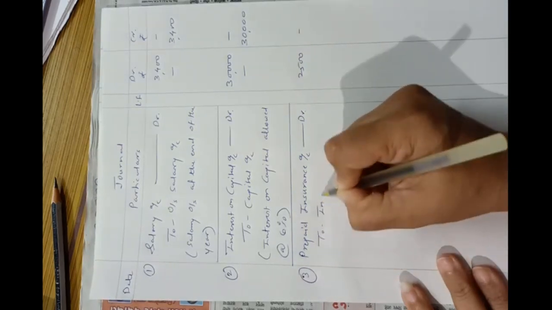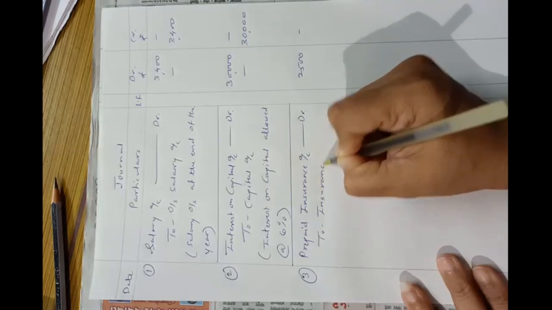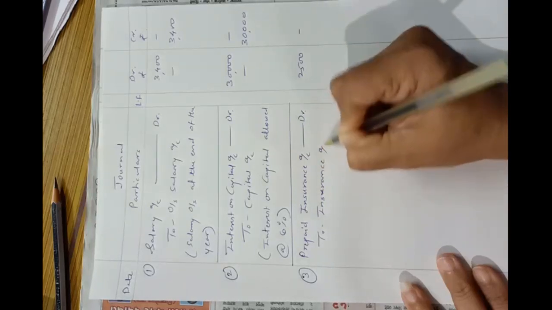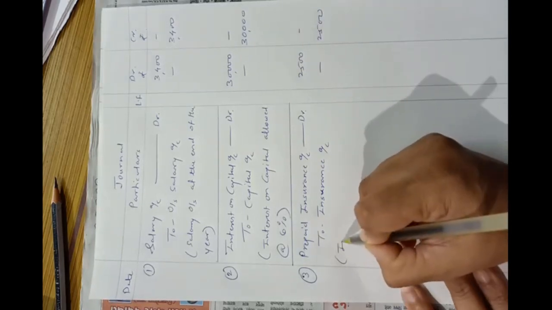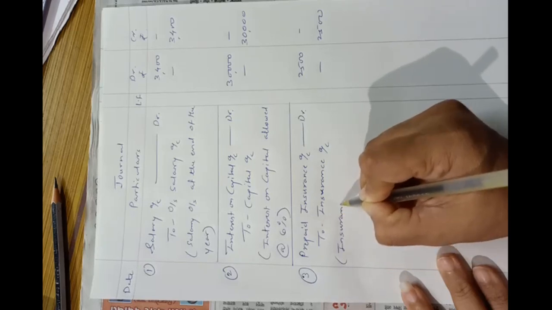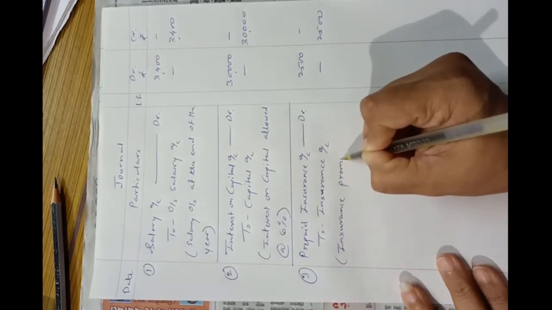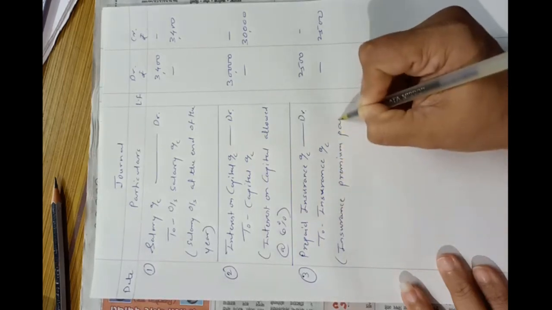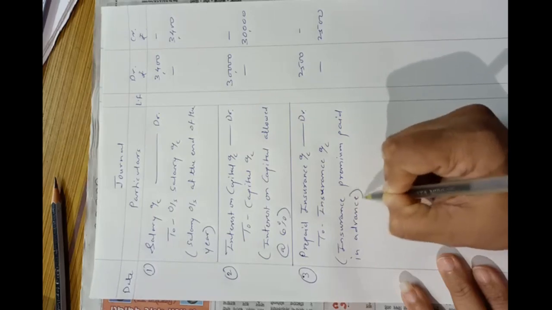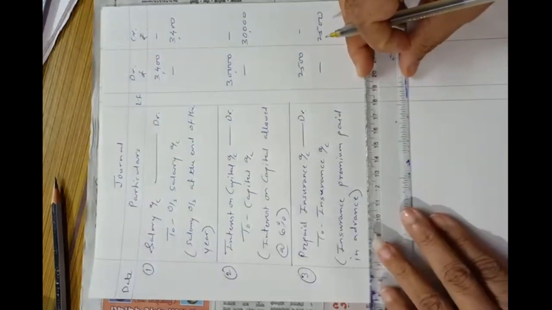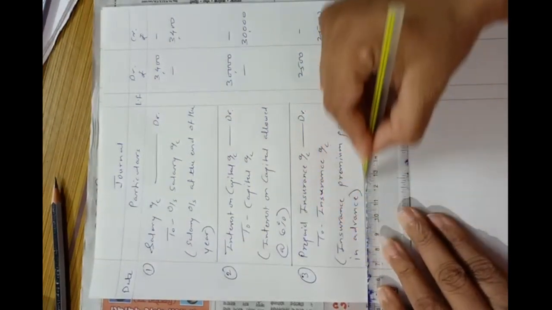To insurance account, 2,500. Insurance premium paid in advance. Okay, this will be the narration of third transaction.